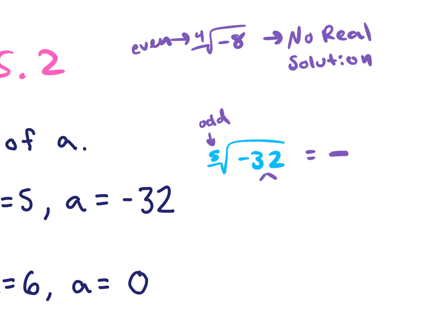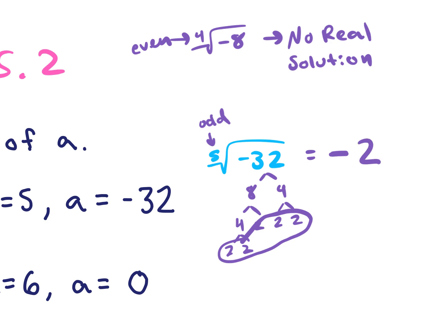So what are 2 factors of 32? 8 and 4. And 2 factors of 8? 4 and 2. And 2 factors of 4? 2 and 2. Negative 2. Since it's a negative on the inside, our answer is negative. So when it's an odd index, if it's a negative on the inside, our answer is negative.